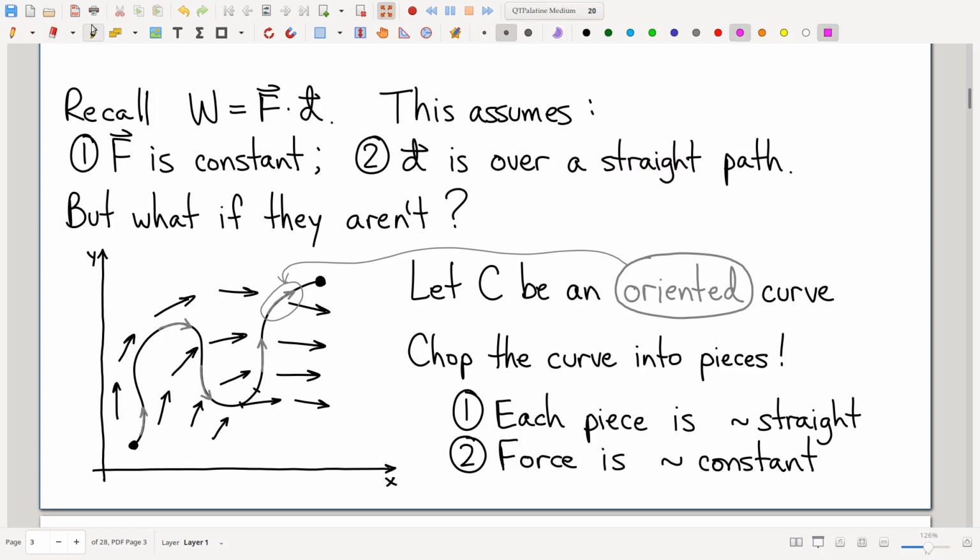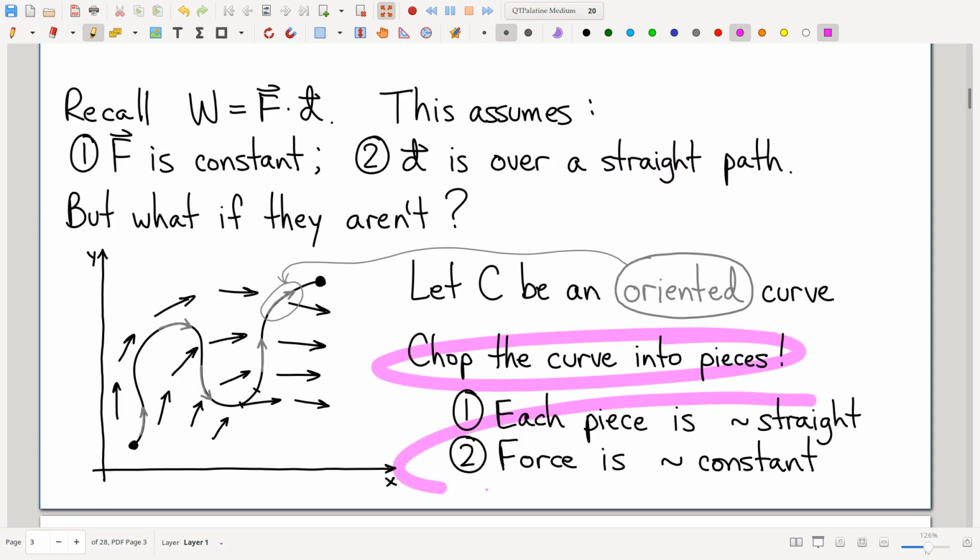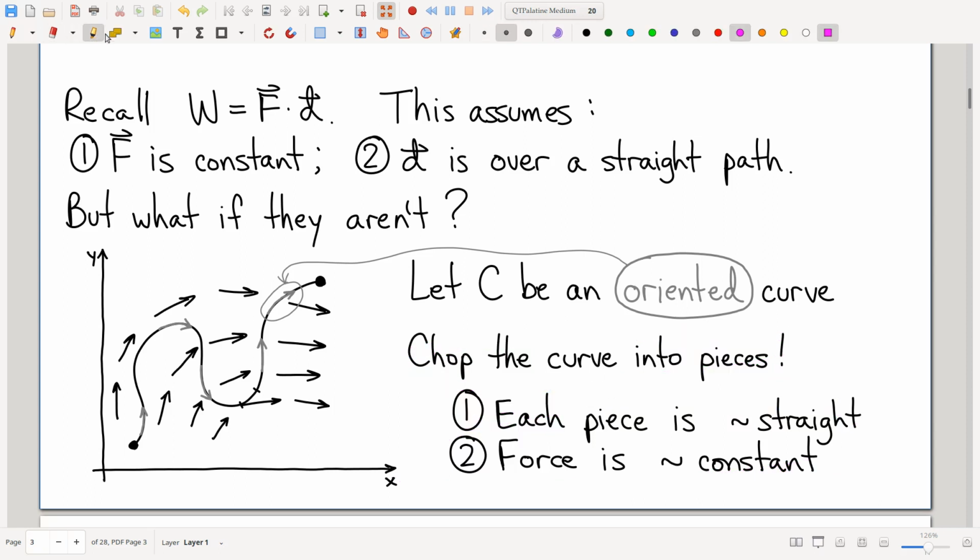Right, so what are we going to do? Well, as always, we're going to chop it up into little pieces. Each piece is approximately straight. Each piece is small enough that the force is approximately constant. This makes the job on each little piece simple.